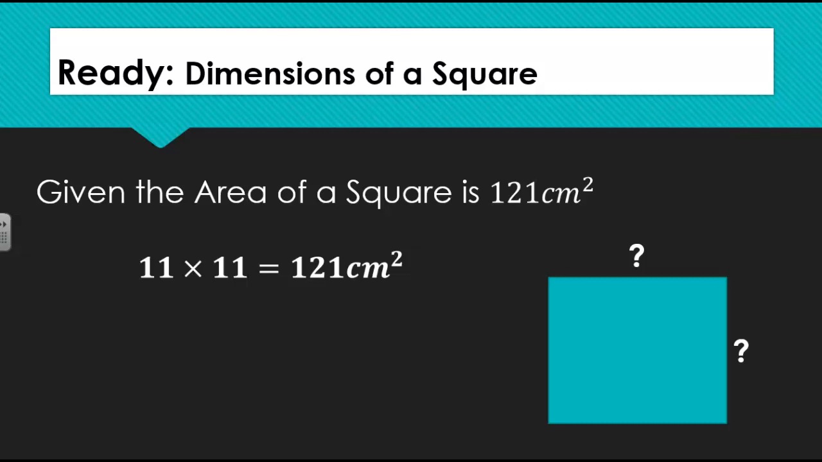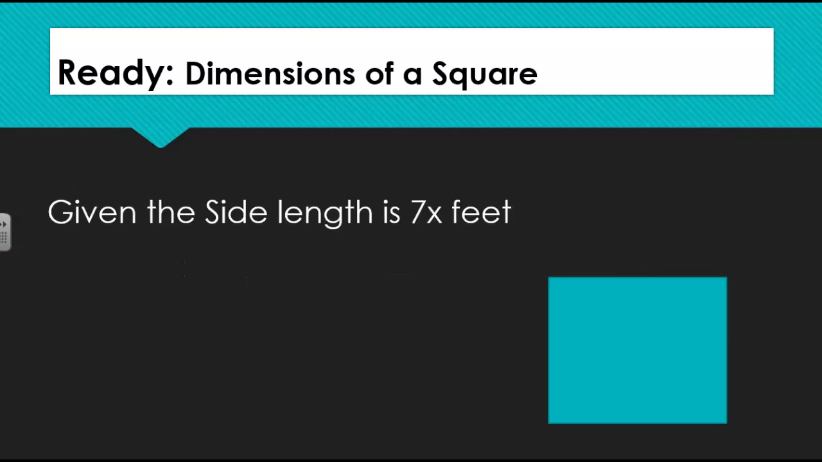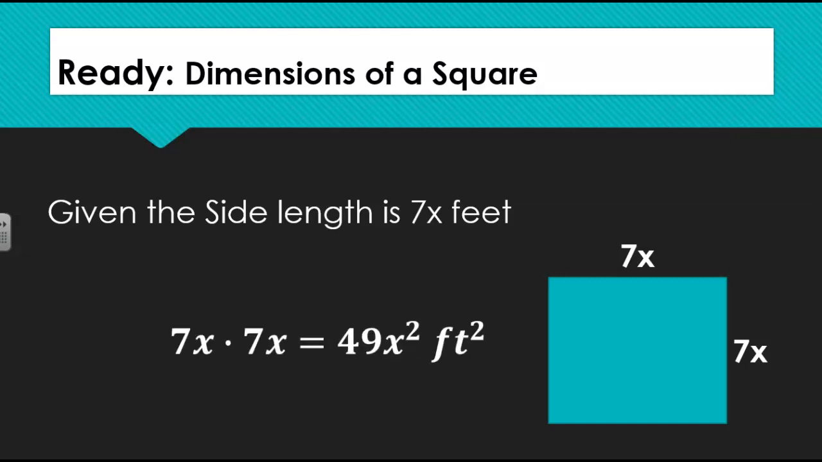Another way to think about this is to ask ourselves, what is the square root of the area, or what is the square root of 121? And we know that that is 11 centimeters. In the next example, we're given a side length of 7x feet. In order to find the area, we have to square the side length. We multiply 7x times 7x, and we get 49x squared feet squared.